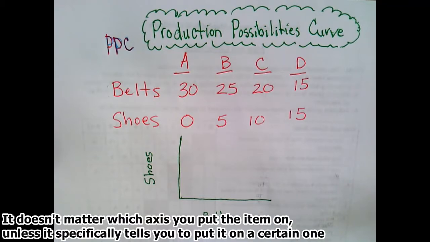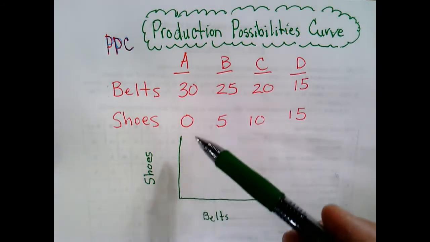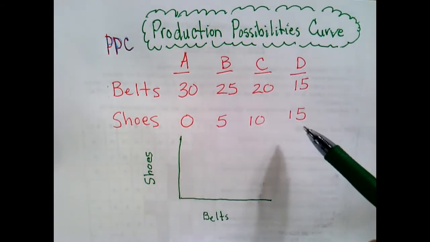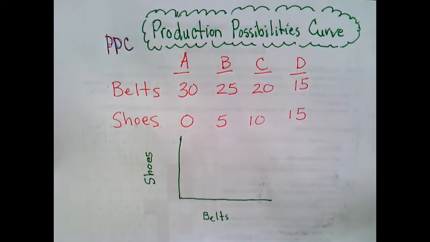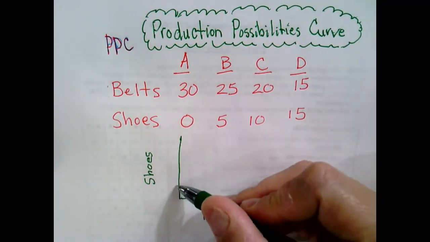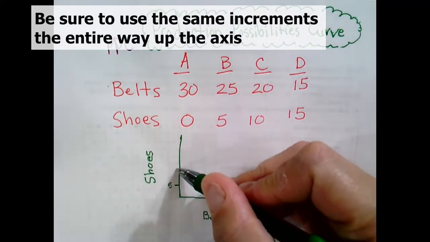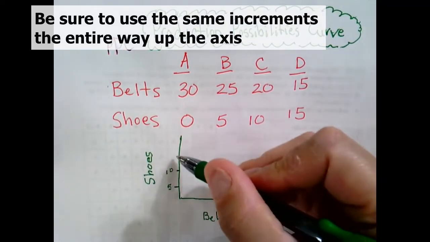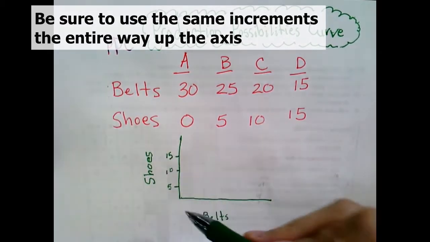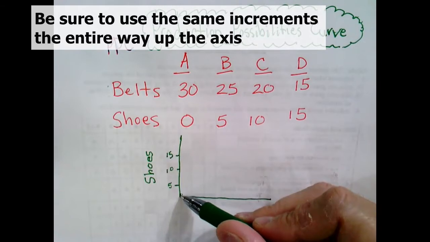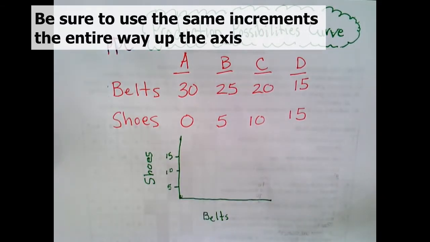So let's go ahead and get to our variables. All right, so let's start with shoes. The lowest number of shoes is 0. The highest number is 15. And they're counting by increments of 5. So I'm going to do the same. So I'm going to come here and write 5, 10, 15. Now, this is the origin, right? In math, that represents 0, 0. So this is where my 0 is. I just didn't label it because it's understood, right?